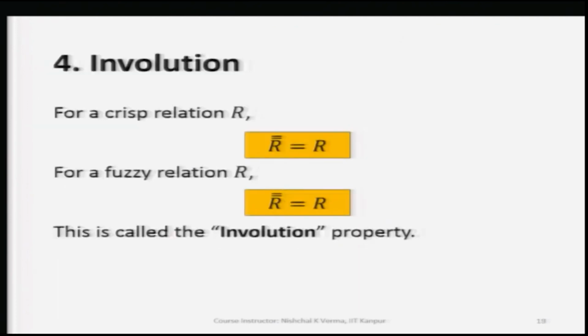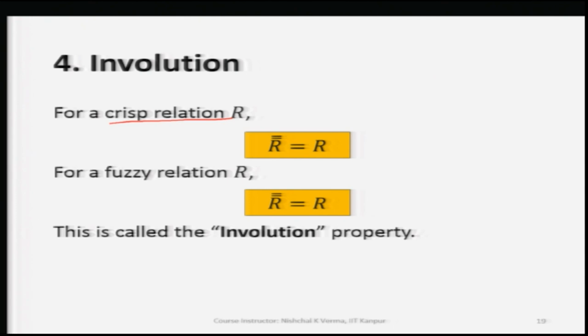Now, next comes the involution property. Here, if we have any crisp relation R, and for the crisp relation R we take the complement twice, that means R double bar.